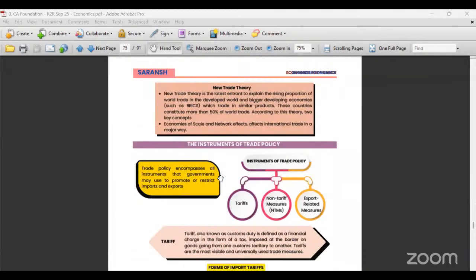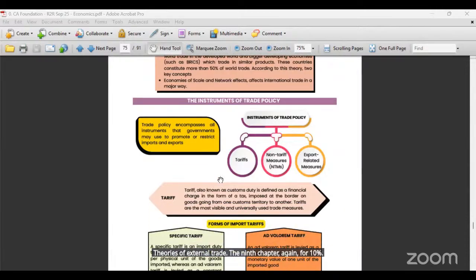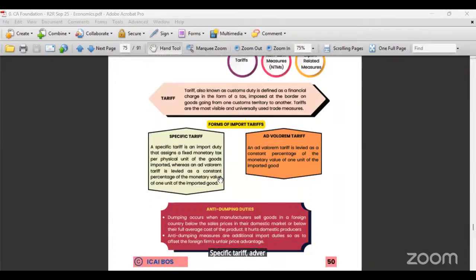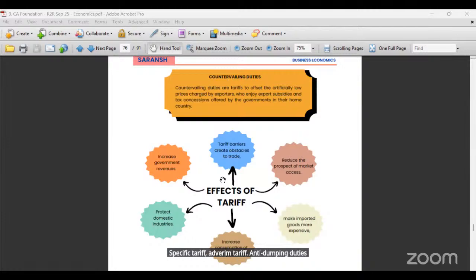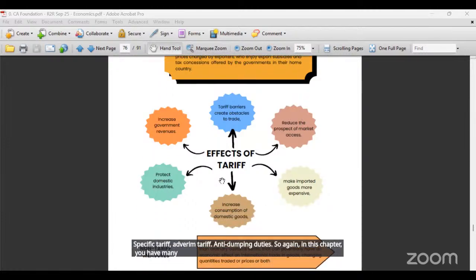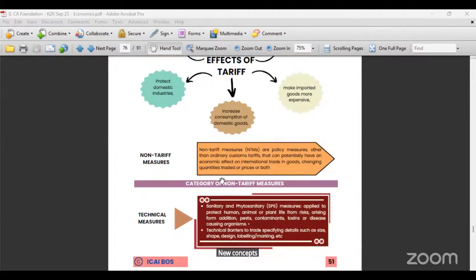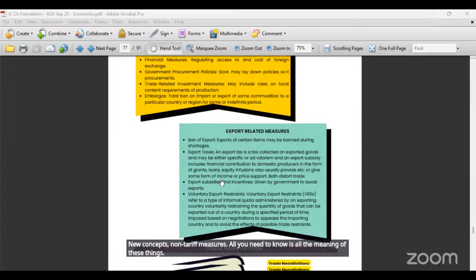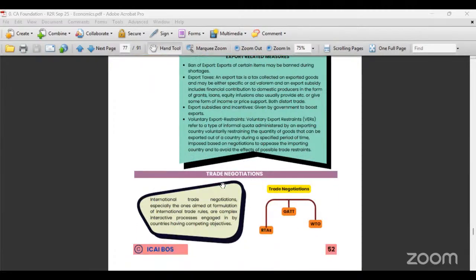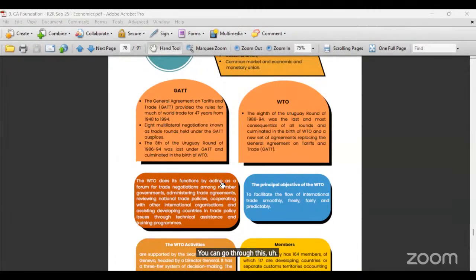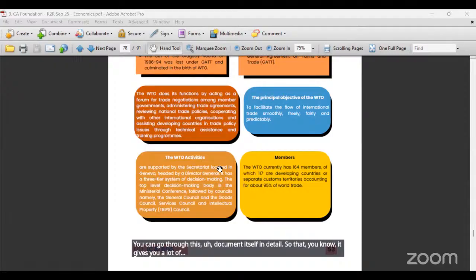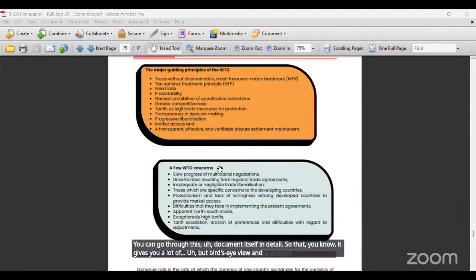Theories of external trade, the 9th chapter, again for 10%. Specific tariff, ad valorem tariff, anti-dumping duties. So again in this chapter you have many new concepts, non-tariff measures. All you need to know is the meaning of these things. You can go through this document itself in detail, so that it gives you a lot of bird's eye view and brushes up all your topics.